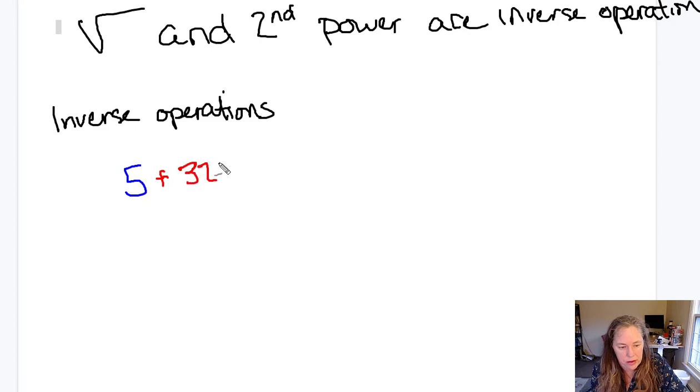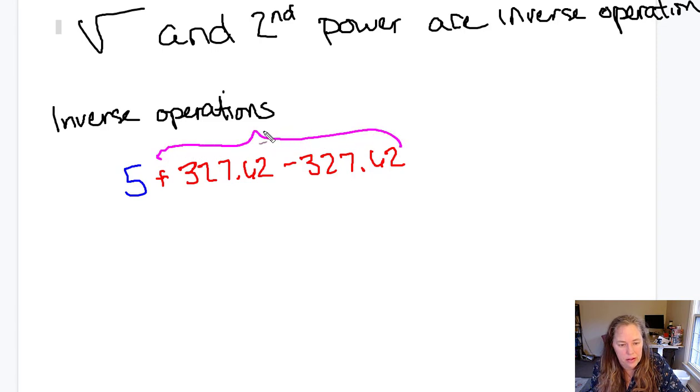plus 327.62 minus 327.62. Okay, these two things are inverse operations. Plus this number and minus this number, those are inverse operations. And to do this math, you don't actually have to do any math, because you know that plus 327.62 minus 327.62 cancel each other out, and the answer to this is just going to be 5.